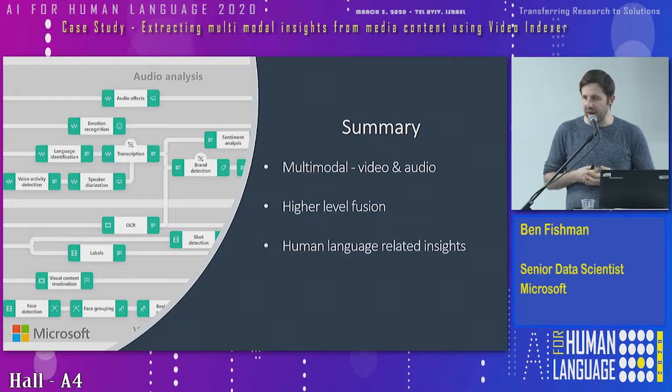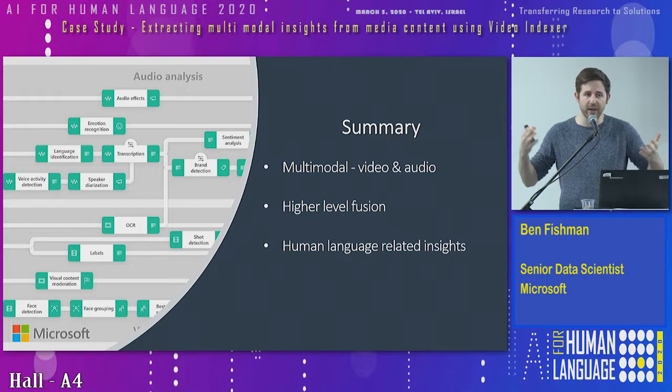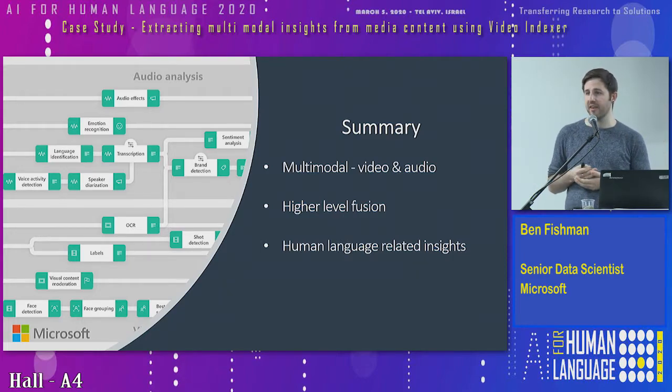Let us summarize. We have the Video Indexer, which was developed together, by the way, I didn't mention, with Microsoft Cognitive Services. It actually wraps up together many ML capabilities. It builds its own algorithmic layer on top of it in order to provide this meaningful insight. We process both video and audio, combine them, and then we have the higher level and the fusion that relates also to human language.